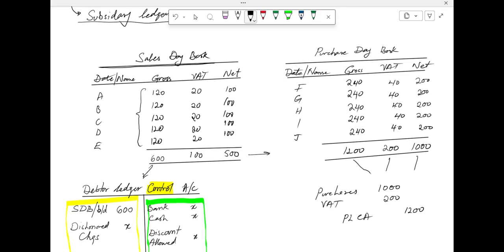So in my sales, I had debtor ledger control account. In purchases, I will have purchase ledger control account. Or you can call it supplier ledger control account. It means the same. So I'm going to have one big account for the supplier's control account.